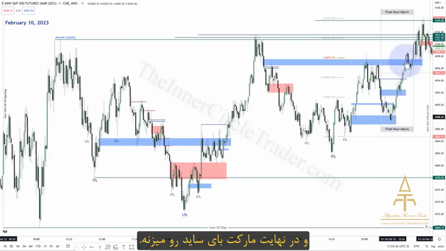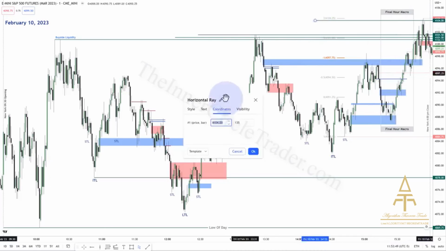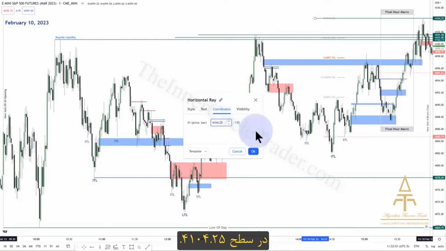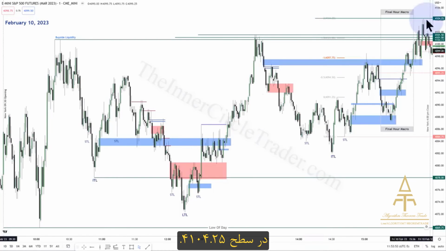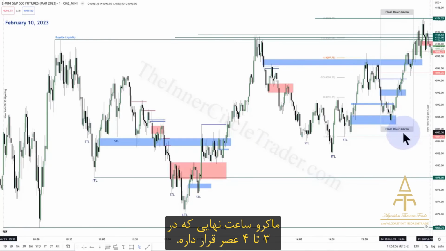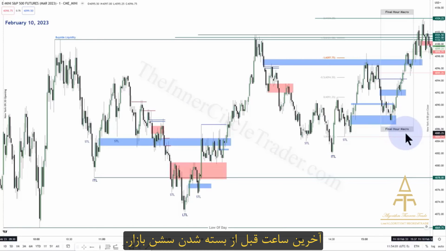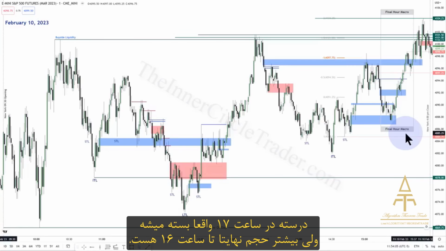And ultimately how the market walked up into that buy side, into the 4104.25 level, nailing the high. The final hour macro, which is 3 to 4 o'clock, the last hour of trading before the 4 o'clock closing session. Yes, it trades till 5 o'clock, but the bulk of the volume is going to be encapsulated by 4 p.m.